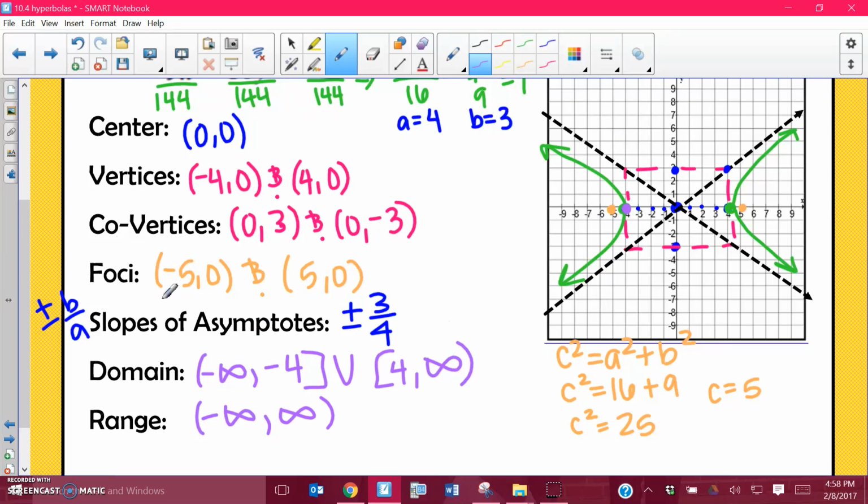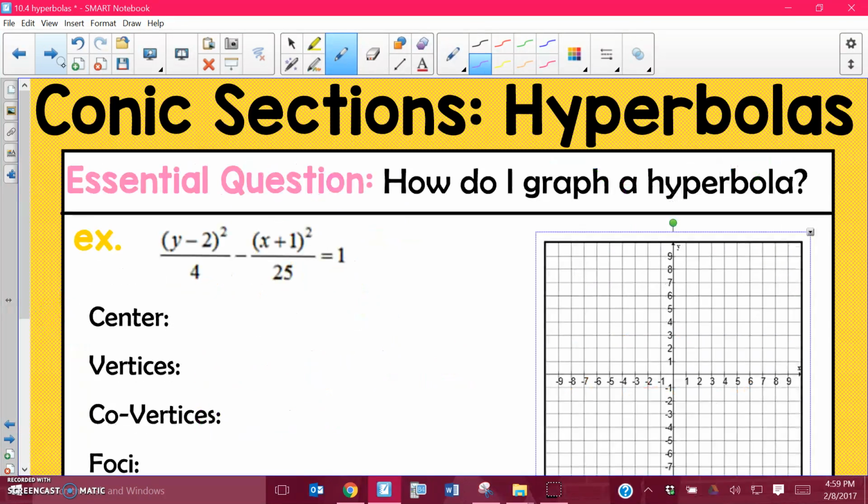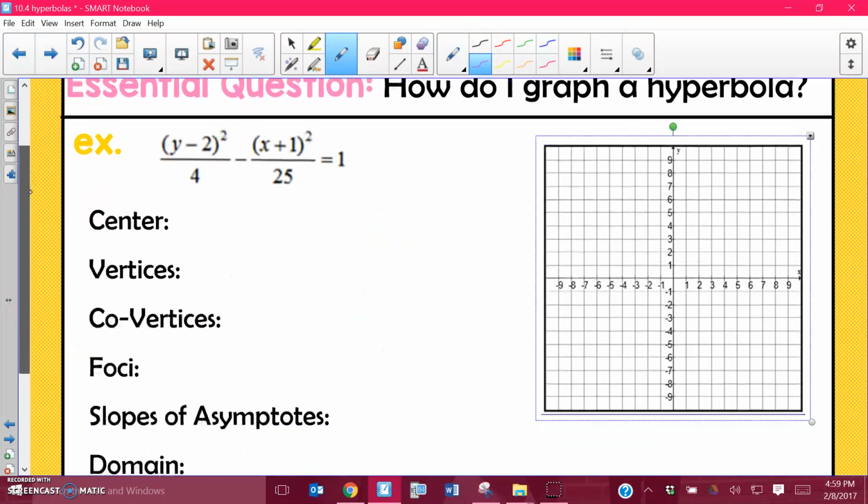Okay, so again, it's really not as bad to graph these as it seems at first. There just are quite a few steps that you have to go through step by step. So let's do another example. This one's not centered at the origin.